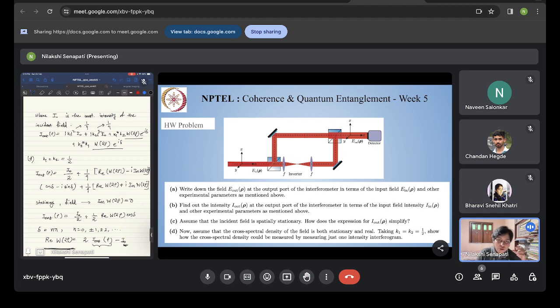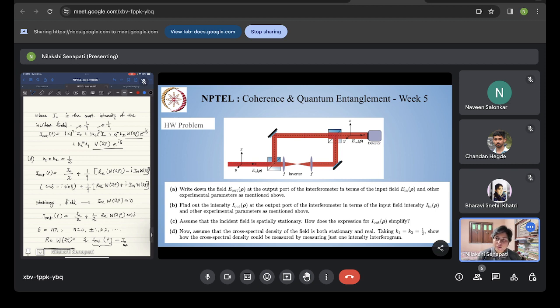But if you want to measure the imaginary part of the W2 rho, then this interferogram process is not true. For that you need a two-shot measurement, and there are various methods. Even now, getting the whole information about the cross spectral density is itself a research problem.